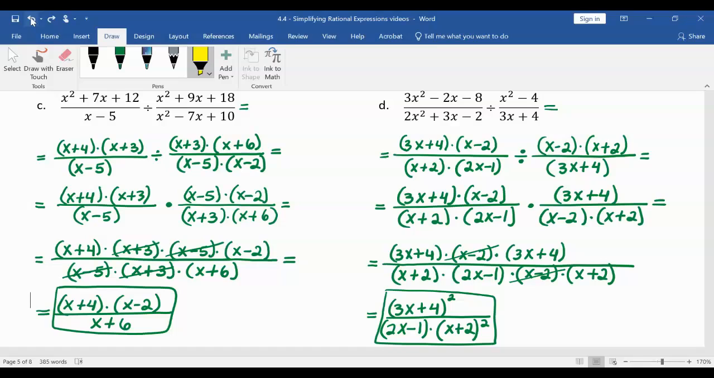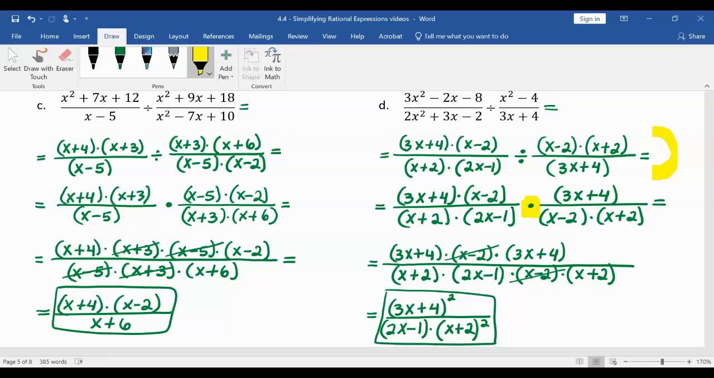For example, part D, I follow the same steps. First, I factored both numerators and denominators. Then, I changed the division sign into multiplication and I flipped the second fraction. Next, multiply the numerators together and multiply the denominators together. And lastly, we simplify the common terms that are both in the numerator and denominator.